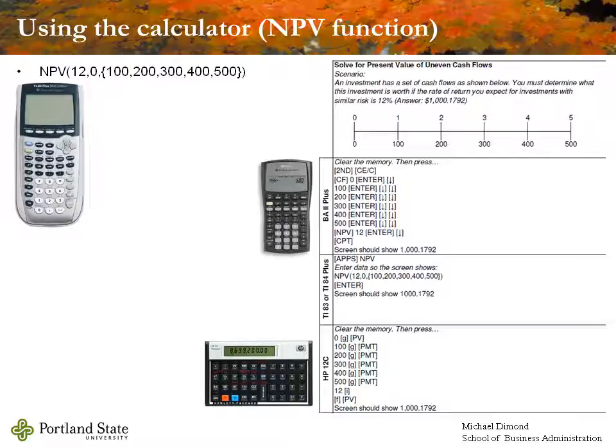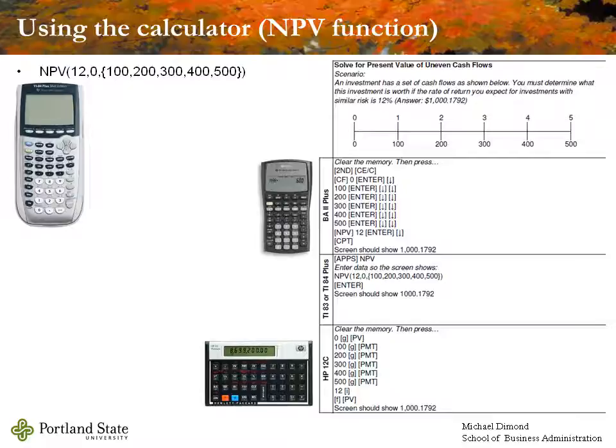Now on the BA2 and on the HP12C, there's a button that actually says NPV. On the BA2 it's the second row down and it's the center button. And on the HP12C, the NPV function is above the PV. So we're going to use the yellow F button to access the NPV function, which is above PV.